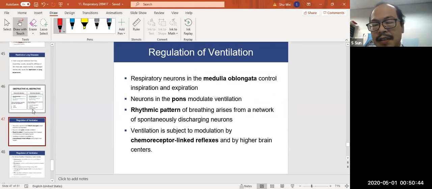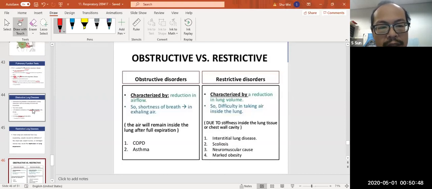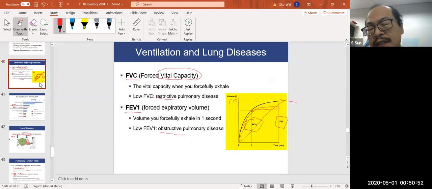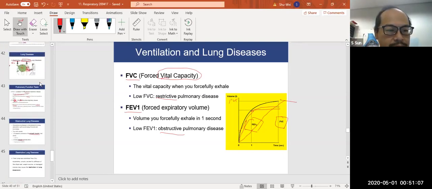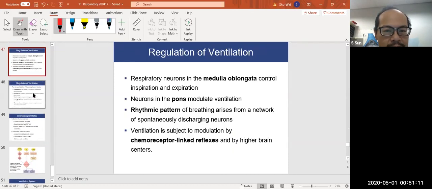So that is the disease. And here we basically link the disease to these two measures, FVC and FEV1. If FVC is low, it is restrictive lung disease. If FEV1 is low, it is obstructive lung disease.